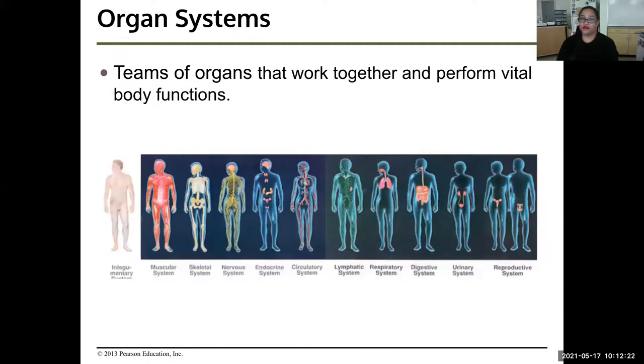Organ systems are teams of organs that work together and perform vital body functions. Like I said, the cardiovascular system and the respiratory system work together, your heart and your lungs, to bring in oxygen, and then your heart pumps your blood to push that oxygen to the rest of your body. It also works the other way, where carbon dioxide comes back to your heart and then back out your lungs.